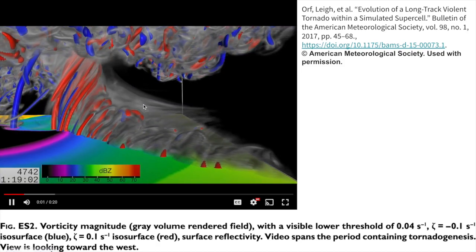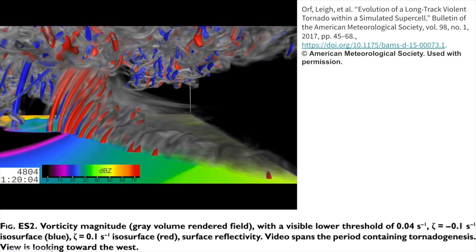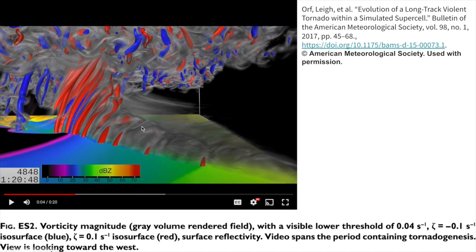This video right here gives a really nice visualization of the SVC in tornadogenesis. So you can see, I'd like to pause it here. So this is the SVC. You can clearly see all these patches. Red is cyclonic vorticity, blue is anticyclonic vorticity. This is looking from the west. So this is the hook echo wrapping around over here.